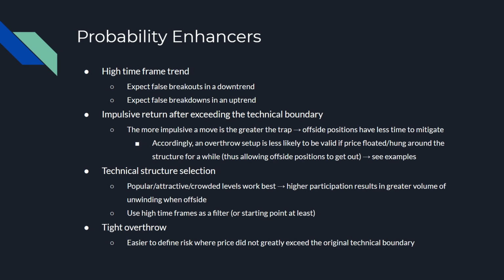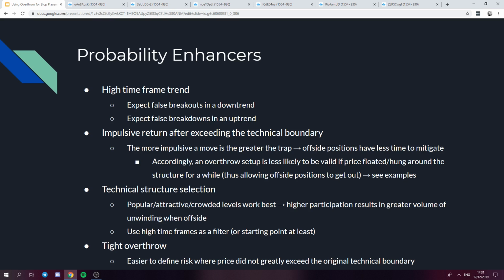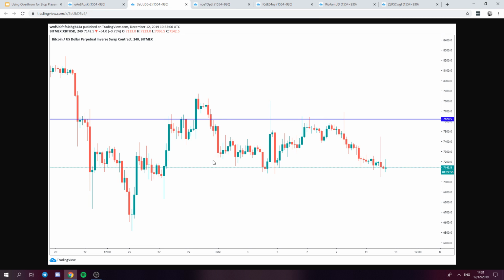Final point about probability enhancers: tight overthrow, which basically means price, when it exceeds a boundary, doesn't completely fly away and then come back years later. I find that it's easier to define risk, and the setups generally work better where price did not greatly exceed the original technical boundary. Certainly when it comes to furthermost deviations. Like for thrust candles, it's still fine.